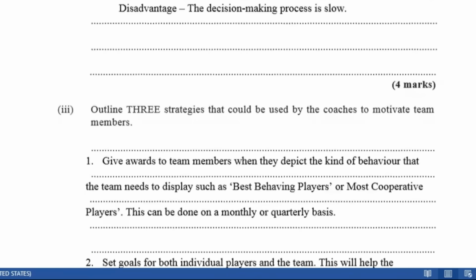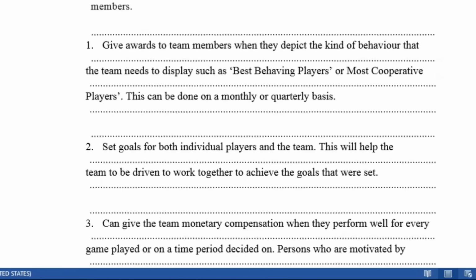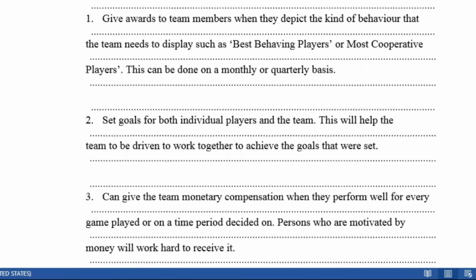All right, so here are some strategies that the coaches could use. The first one is to give awards to team members when they depict the kind of behavior that the team needs to display, such as best behaving players, or most cooperative players. This can be done on a monthly or quarterly basis, and I'm sure this is something that the team members will look forward to.